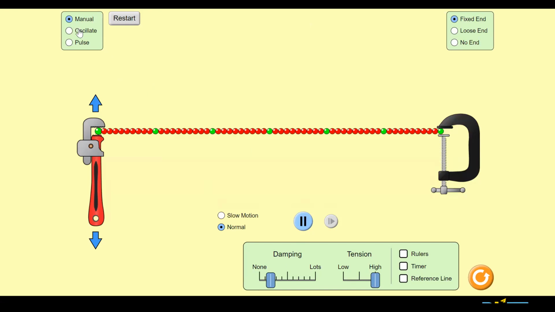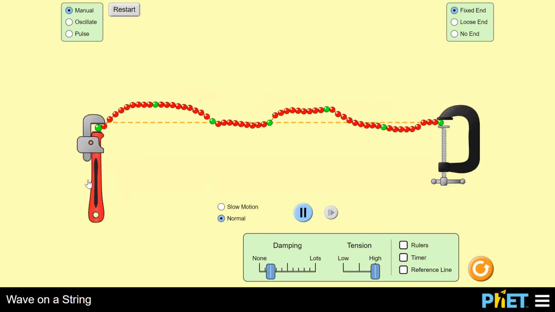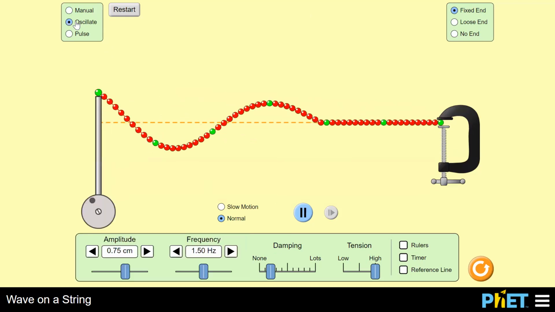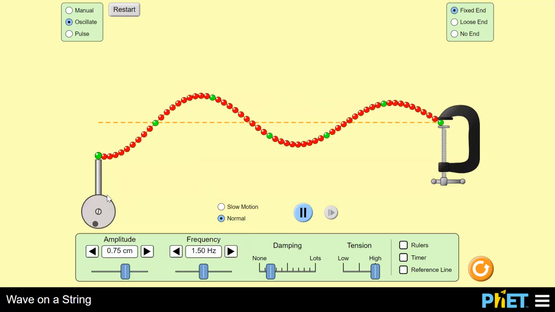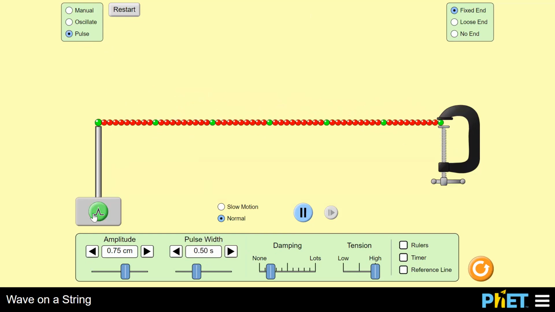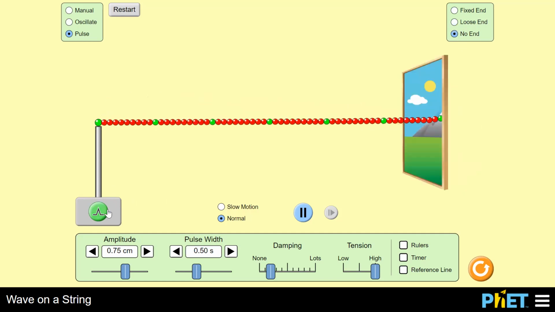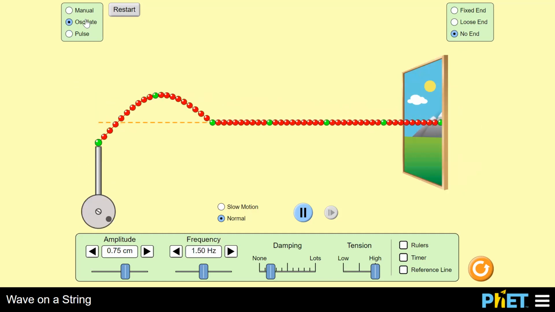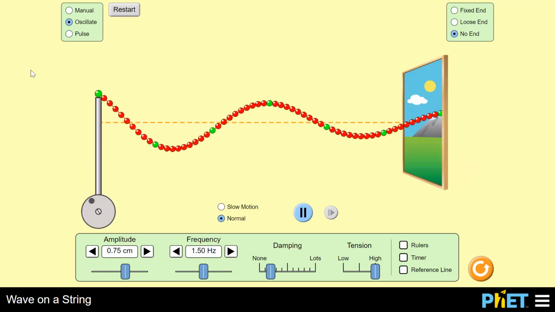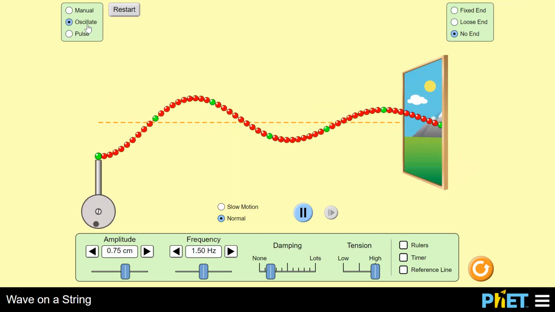You can create a mechanical wave manually using this wrench, or by oscillate, which means it oscillates by itself, or by pulse, by clicking this button. It just simply pulses. And you can choose the end, either a fixed end or a loose one, or no end. To visualize how periodic waves behave, you use this oscillate.